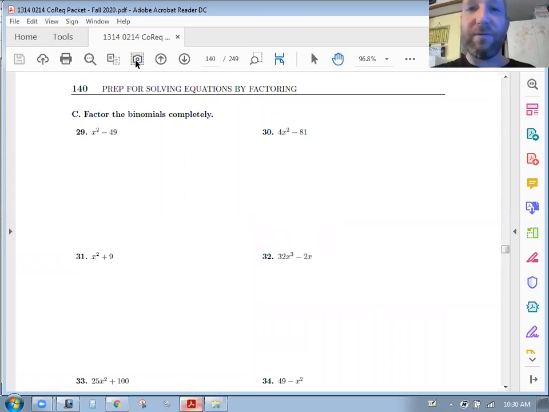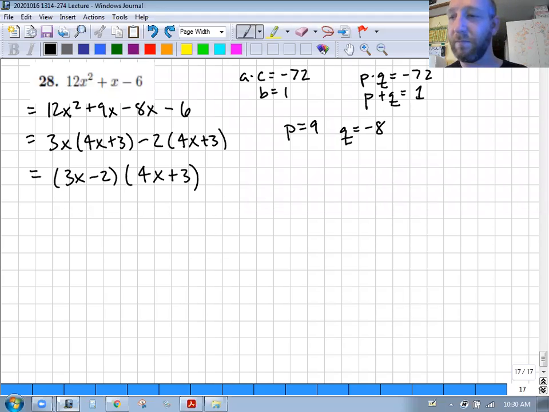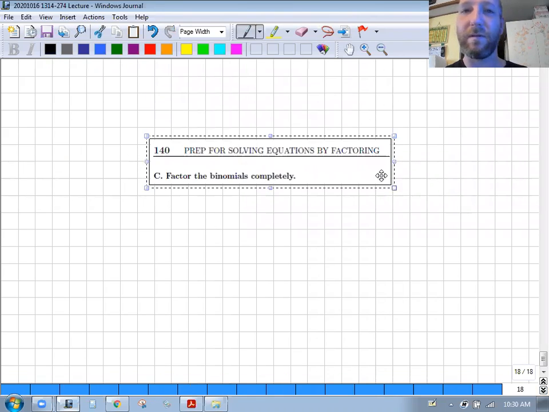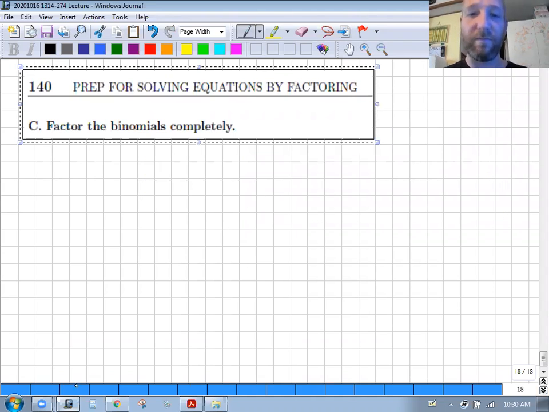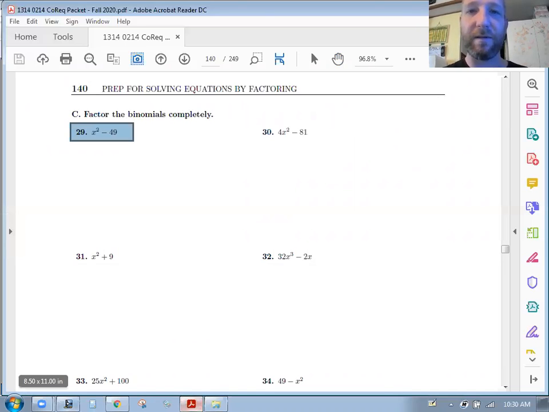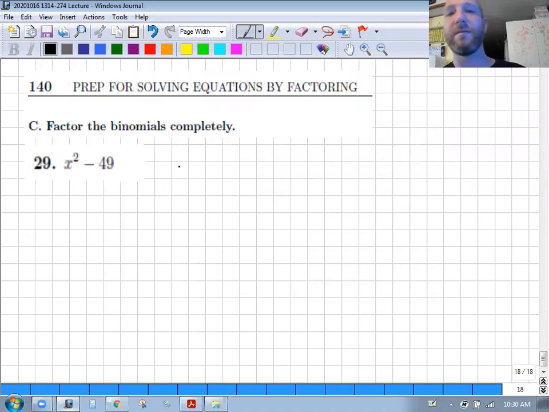All right, page 40. Factor the binomials completely. All right, this guy doesn't have a b, right? B is 0.